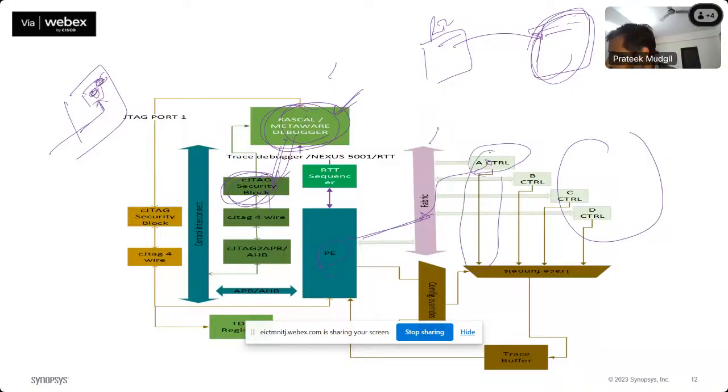And see, this debug data is coming out, and we have trace funnels that bring it to the trace buffers, and the processing element takes it and puts it to the RTT sequencer and gives it to the software, and the software compares it. Okay, the sequence is broken, which means we are debugging it outside. So it is very tricky logic we have to put in. The DFT architecture itself is very tricky.